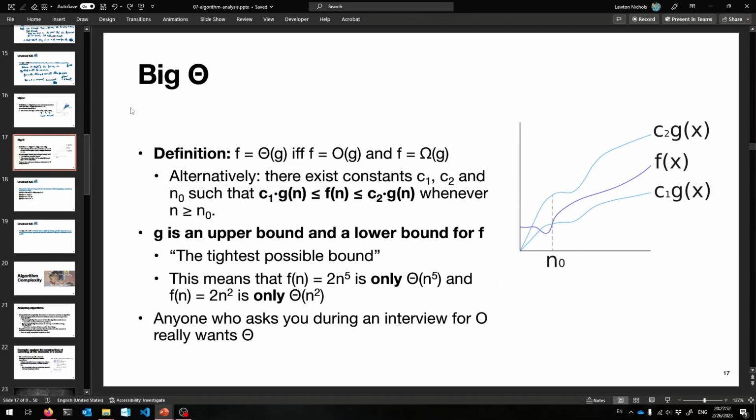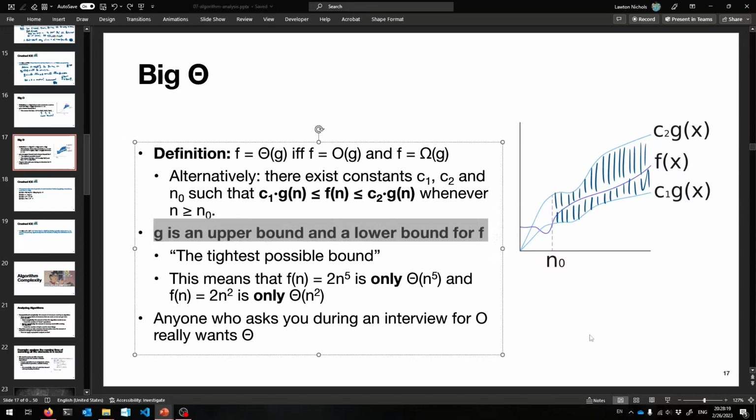So from some point onwards, pick a point. Here's our f. Here's C1 times g, and here's C2 times g. From n naught onwards, g is both a lower bound if you use C1, and an upper bound if you use C2. See how it's like sandwiching f in between them? And this is the same g, it's just two different constants. Isn't that nice? So g is both an upper bound and a lower bound for f because of this, and we say that it is the tightest possible bound. That's usually the one we really care about.